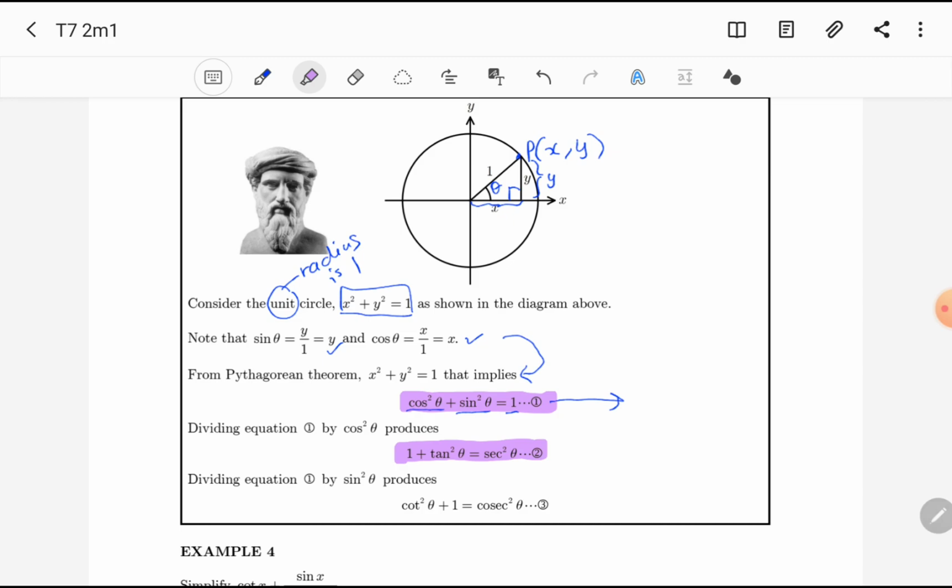Okay, and next one. Identity ketiga. Macam mana nak dapat identity ketiga? Kita divide first identity dengan sin squared. So akan dapat cos squared theta plus 1 equals to cosec squared theta. So awak kena hafal.